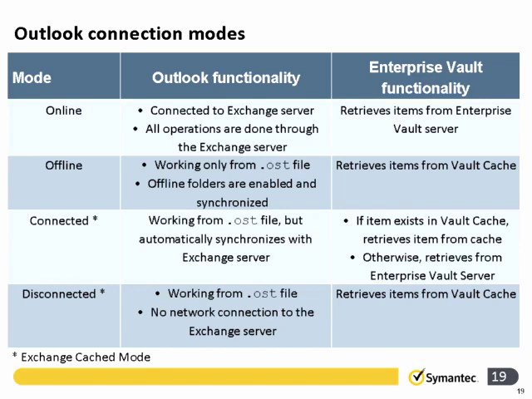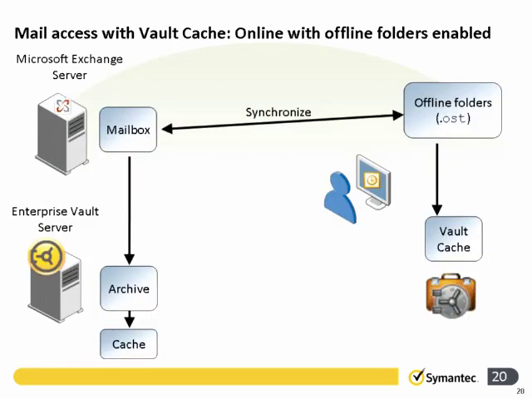Now, one of the connection modes that we haven't talked about yet is the Archive Explorer. That was what we were talking about in the operation modes. We will be visiting that particular operation mode a little bit later in the lesson. So let's try to visualize these different connection modes. In this first animation, we're going to look at using the email access. We have Vault Cache configured.